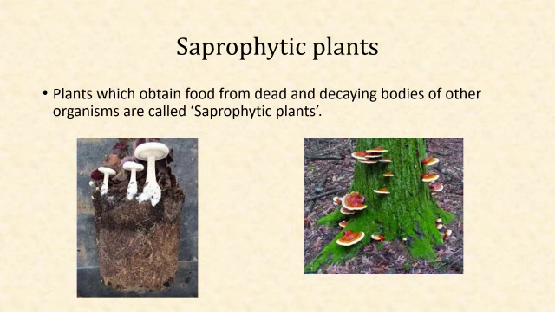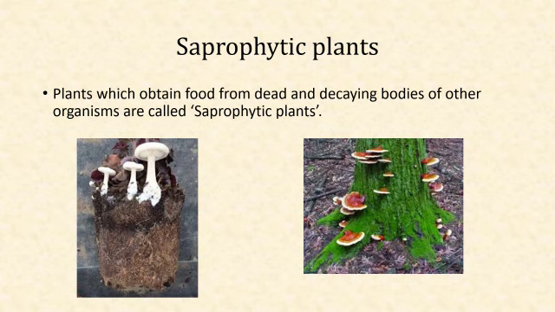Saprophytic plants. Plants which obtain the food from dead and decaying bodies of other organisms are called saprophytic plants. Various types of fungi like mushroom and yeast are saprophytes. Fungi secrete digestive enzymes on the dead remains.